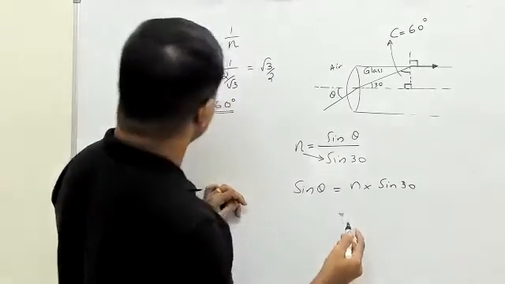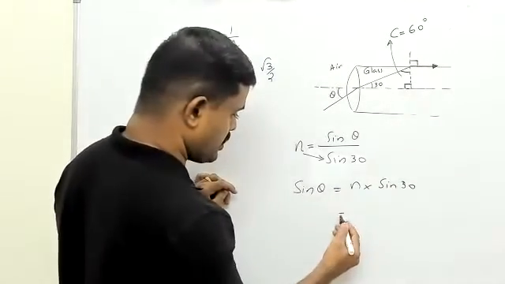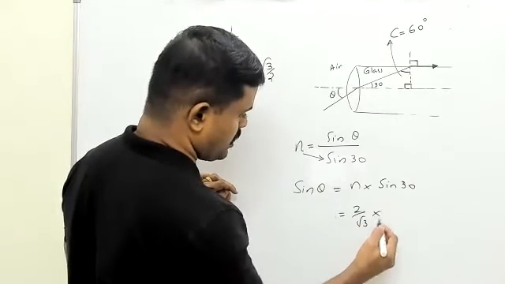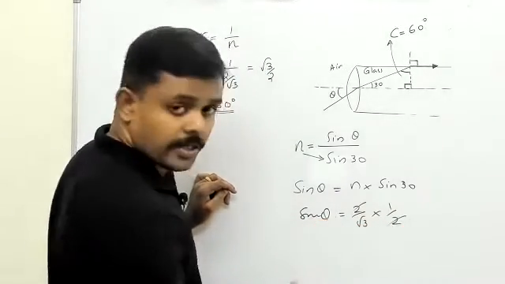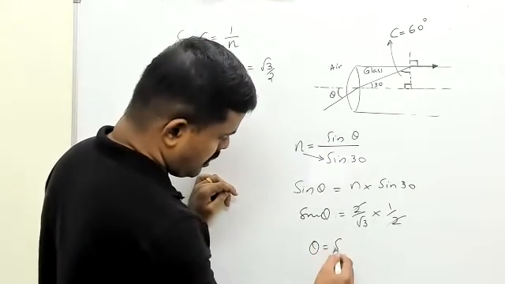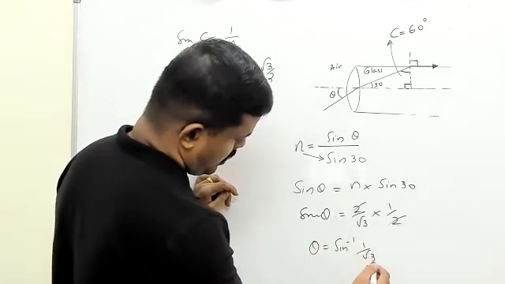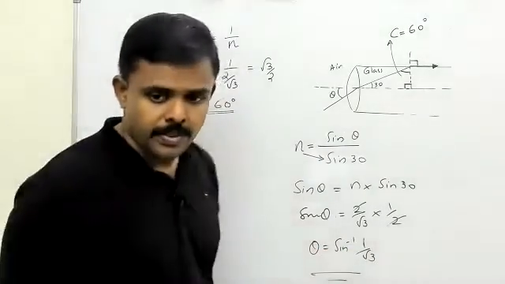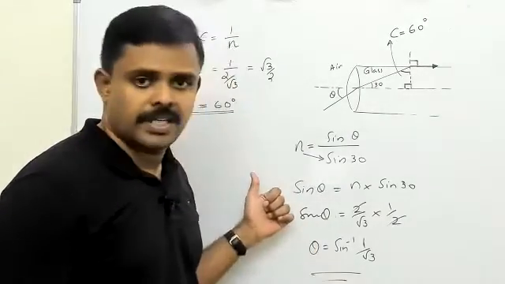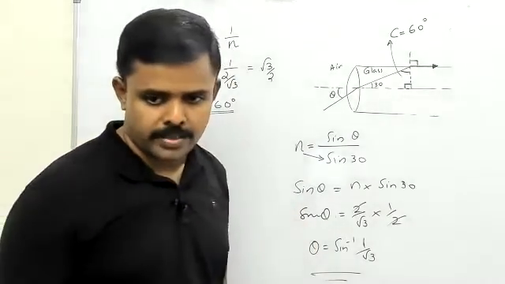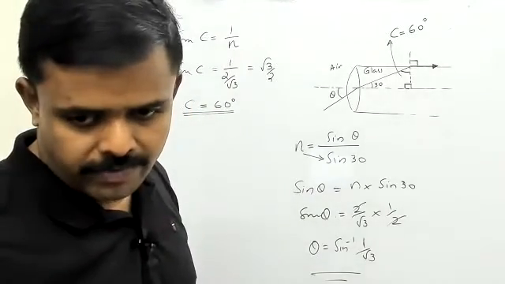N is 2 by root 3, given in the question. Sine 30 is 1 by 2. 2 and 2 are cut. Sine theta is 1 by root 3, or theta will be sine inverse 1 by root 3. This is exactly the thing to be proved. Show that the angle of incidence is sine inverse 1 by root 3. Did you understand? I'm asking everyone. So moving on to the next question.